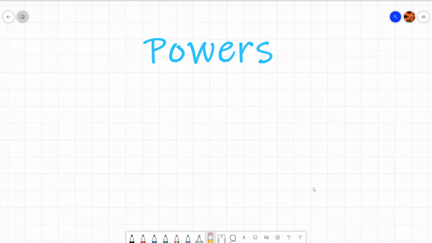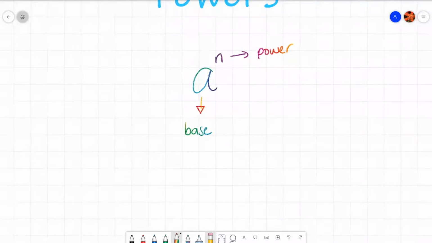You will often have a number or letter. I'm just going to say A. And you're going to have a power. The little number at the top is a power or indice, as you may call it. And this number here that is associated with the power is called a base. So let's have a look at some power examples.